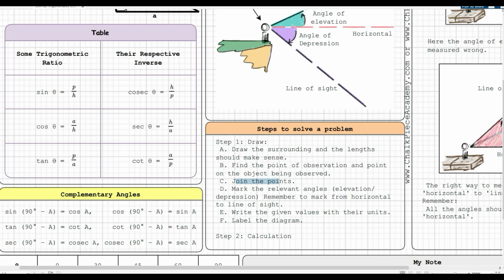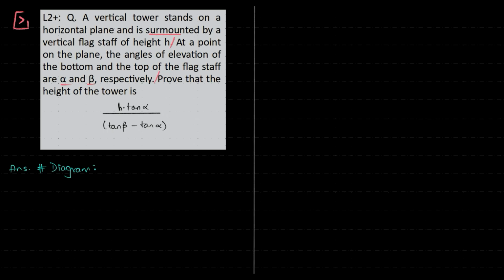Okay, so first thing is I want you guys to pause and draw the diagram. We have done enough questions for you guys to get a revision of the topic. So now you guys have to pause and draw. So what is the sequence of thinking? You guys can refer to this also. We have to draw the surroundings and the lengths should make sense. Find the point of observation and the point of the object being observed. Join the points and then mark the angles.